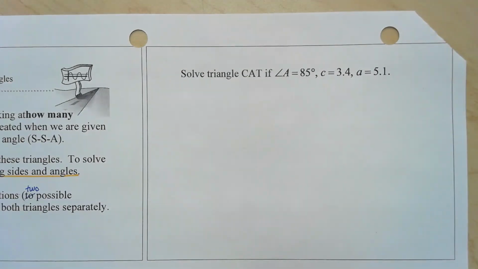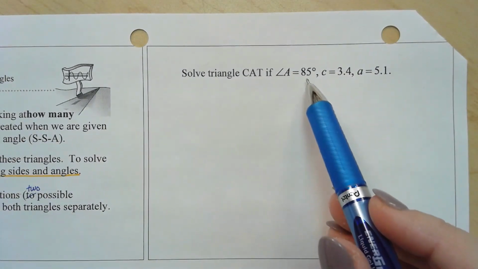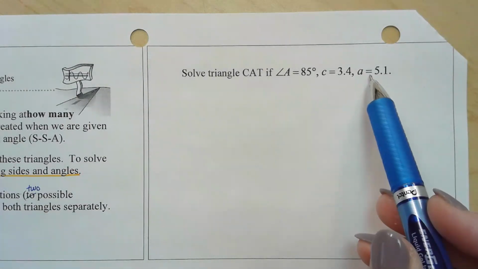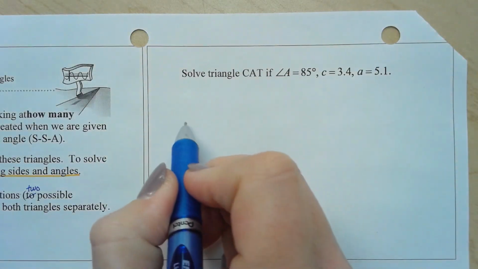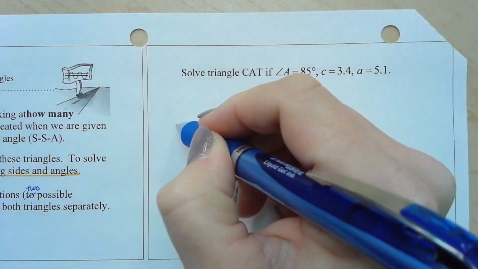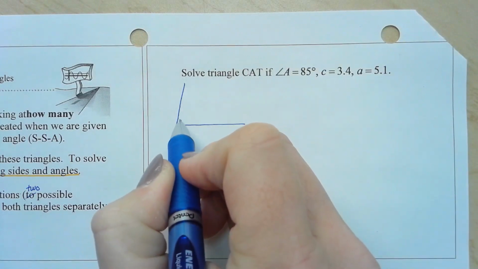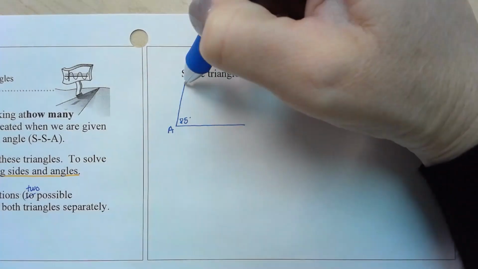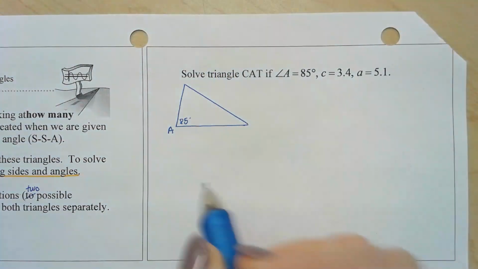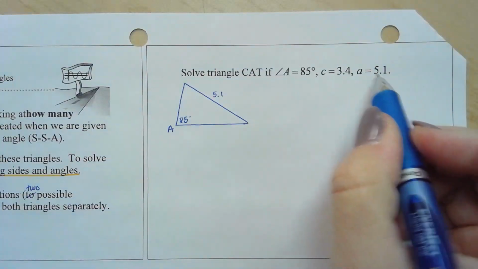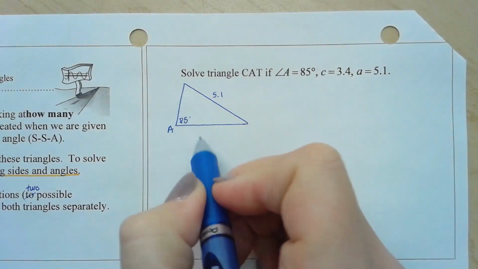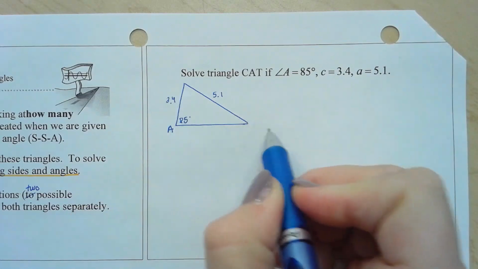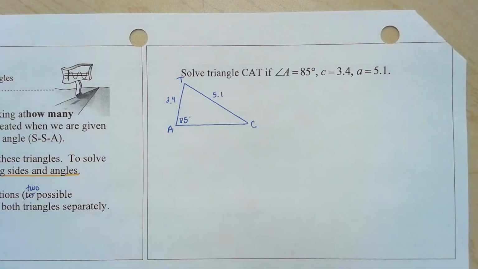So it says solve triangle CAT if angle A equals 85 degrees, which is an acute angle, c equals 3.4, and a equals 5.1. Well, I'm going to start with a picture. So 85 degrees is almost 90 degrees, and that's angle A. Side a is going to be across from it, and it's a value of 5.1. Side c could go here or here. I like to go angle side side, so this is a 3.4. And so that would be angle C, and then that would be angle T up at the top for CAT.